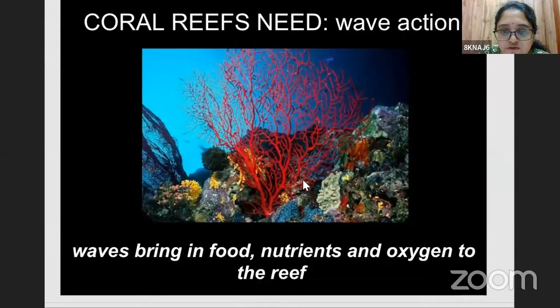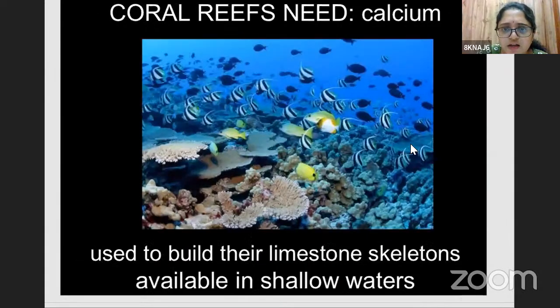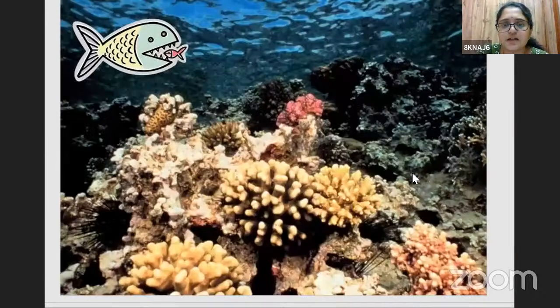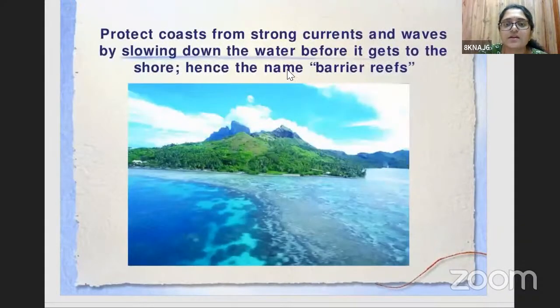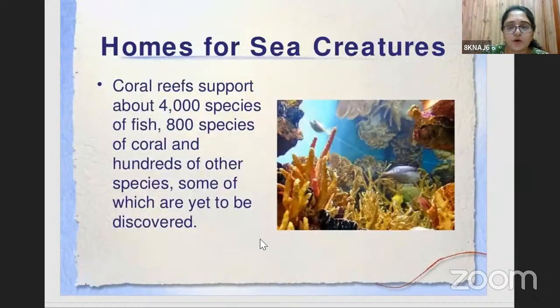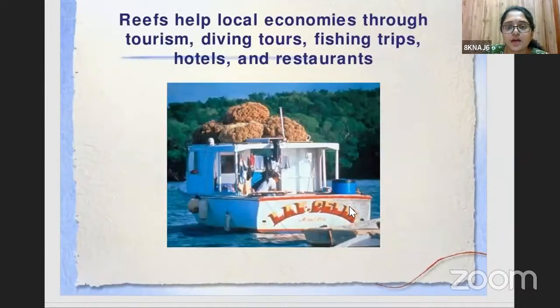This is one of the pictures of a sea fan, if I'm not wrong, the red one. So they look beautiful. They need calcium to build the limestone skeletons. They give a lot of food and shelter to different kinds of organisms. They protect the coasts from strong currents and waves. So that is why it's known as a barrier reef. They are homes to different sea creatures, and they help the local economies through tourism, diving, fishing trips, etc.